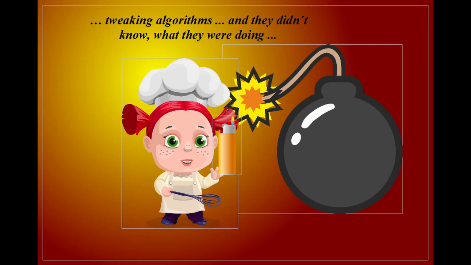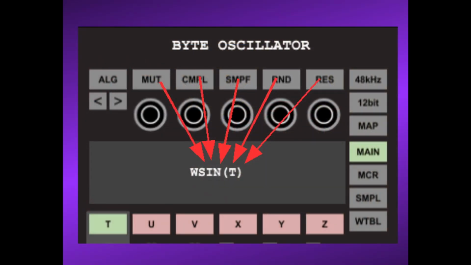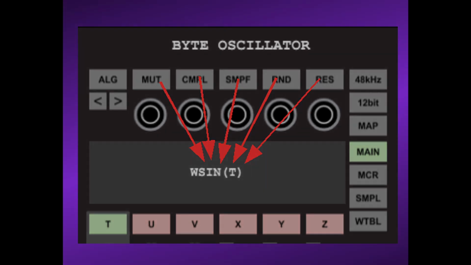Well, after such a lot of heavenly beautiful melodies, it's time for some harsher kinds of sounds and time for a bit of tweaking these algorithms without a deeper understanding of the matter so far. The buttons next to the algorithm button invite us to mess around with these sound-generating expressions without having a certain intention. These buttons are MUT for mutation, CMPL for complement, SMPF for simplify, RND for random, and RES for reset. They change the algorithm in the window below.